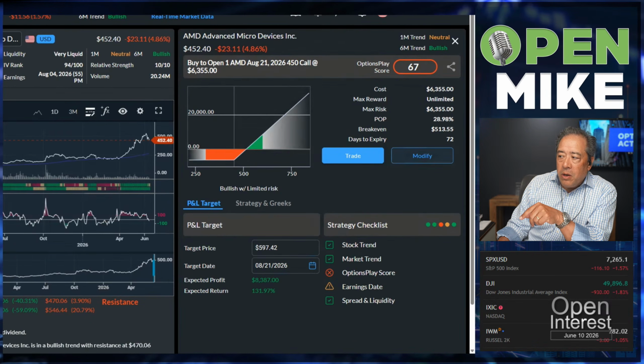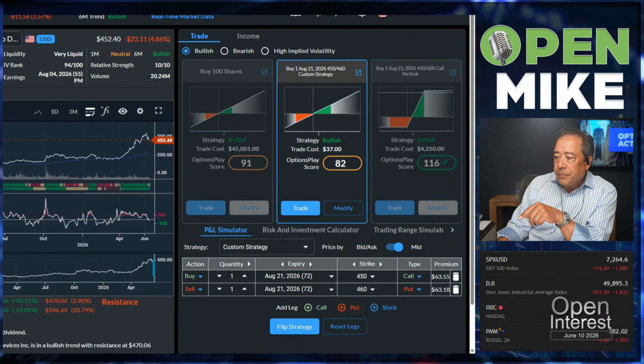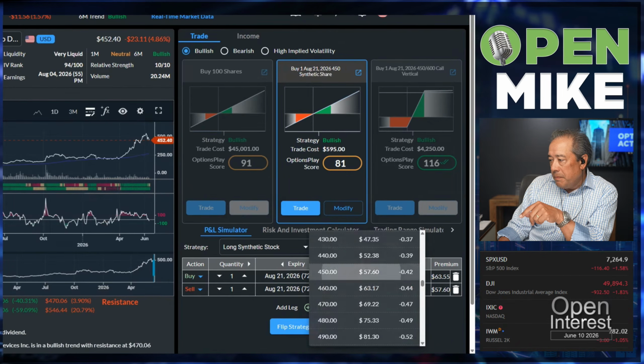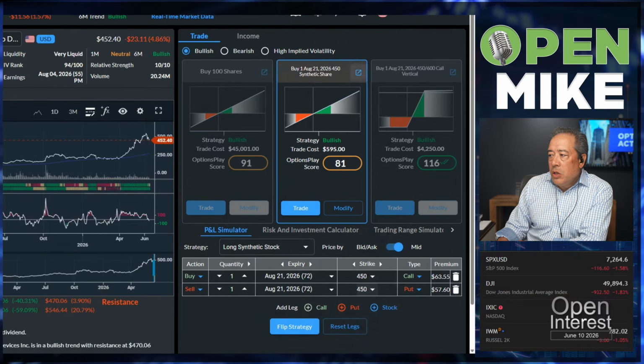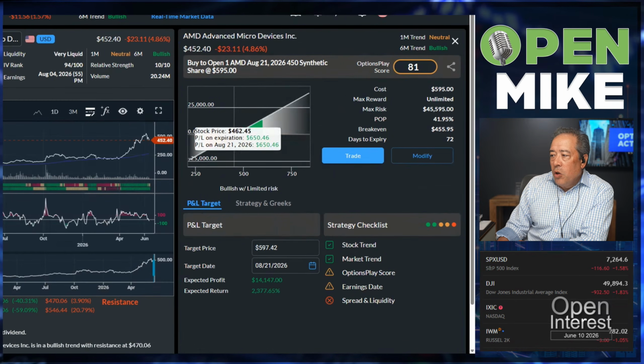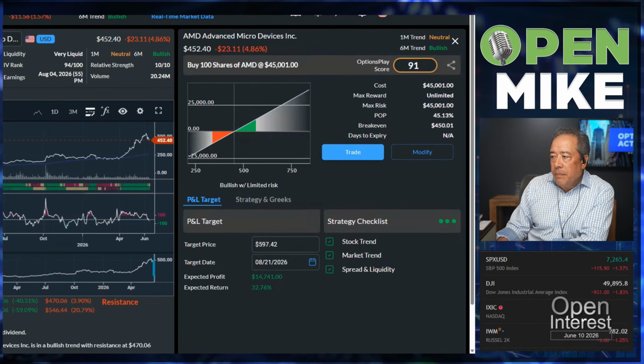call, that's the at-the-money call, what if I then simultaneously sold the 450 put? And now look what you have. So this chart looks remarkably similar to this one.